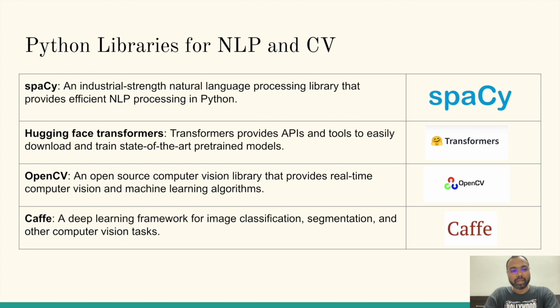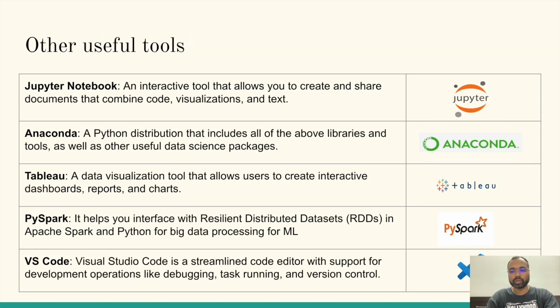Caffe is again another deep learning framework that supports image classification, segmentation, and other computer vision related tasks. So we'll see them one by one. There are a lot of other tools and technologies which are relevant here, like YOLO, You Only Look Once. That is also a very good tool. But we are not able to cover all of these right now because it will be a very long video, and it will be too much to take in one single session, right? So that is why. But there are other useful tools also.